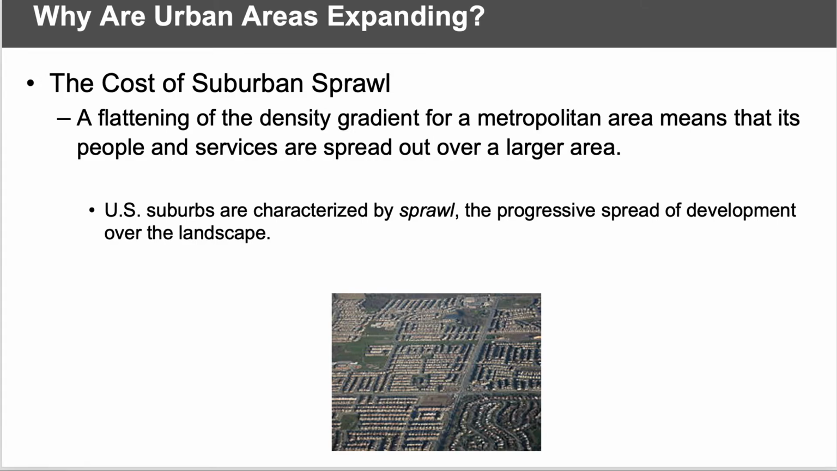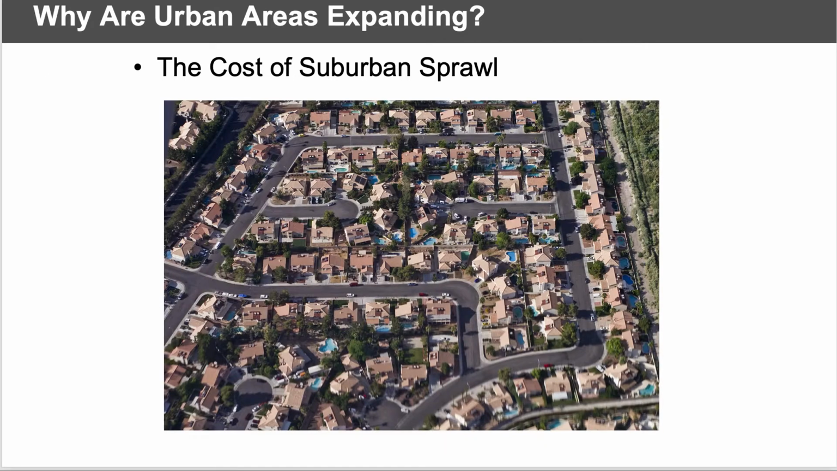This is sometimes referred to as suburban sprawl as the suburbs go further and further out from the central city. The flattening of the density gradient for a metropolitan area means that its people and services are spread out over a larger area. Sprawl is the progressive spread of development over the landscape.